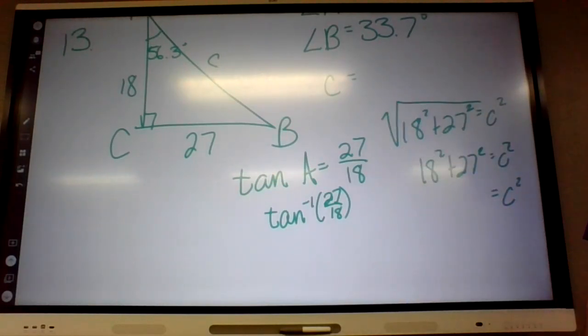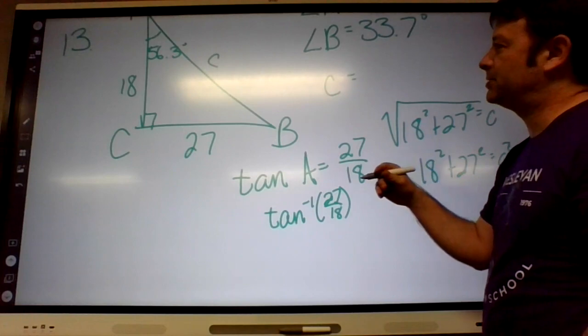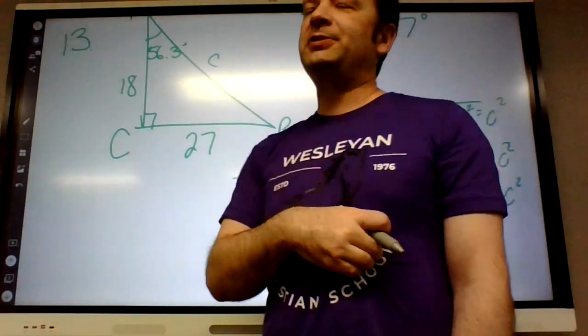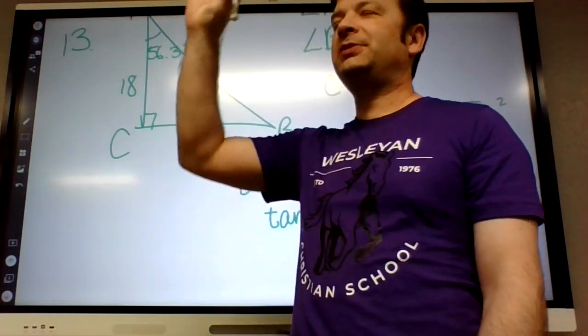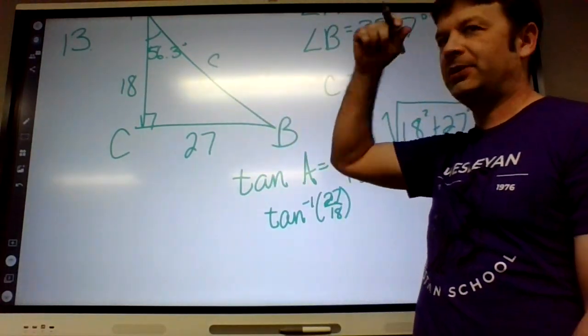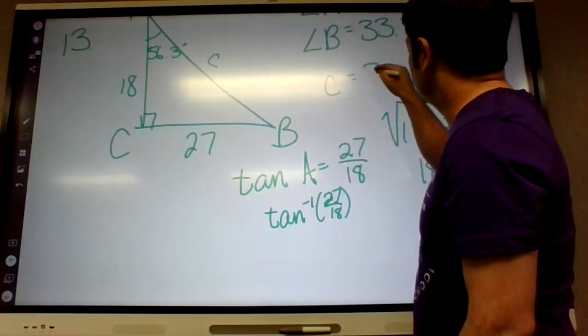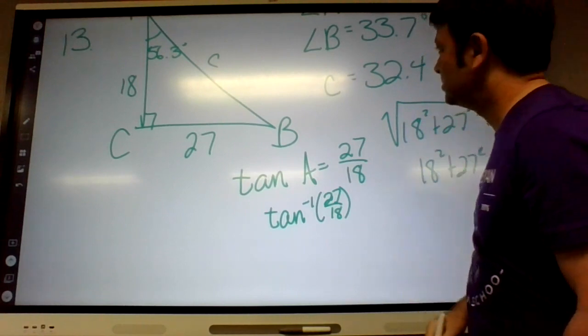Okay, 9 square root of 13. Is that right? Oh, they asked to change it to a decimal. The directions say round to the tenths place, so hit the decimal button. There you go, 32.4, yeah.